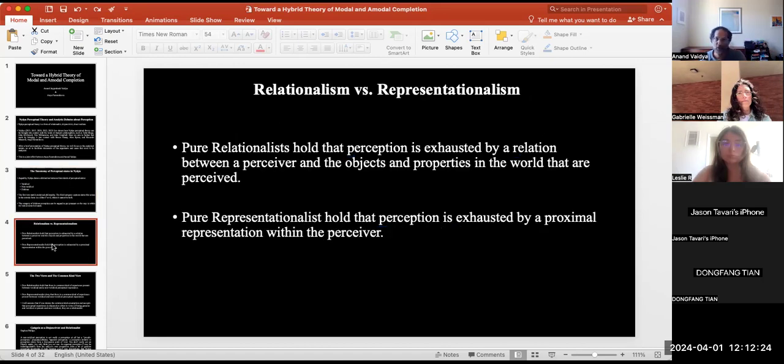Okay, so a key distinction that's found in analytical philosophy is between two schools of thought about the nature of perception. One is called relationalism and one is called representationalism. For the purposes of definition, I'm going to focus on two more precise notions of those. So a pure relationalist holds that perception is exhausted by a relation between a perceiver and the objects and properties in the world that are perceived.